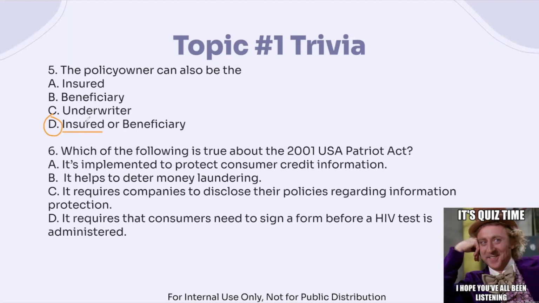Number 6, which of the following is true about the 2001 USA Patriot Act? For this one, we just need to think about the definition, and that would be B. A is the FCRA, C is the Gramm-Leach-Bliley Act, and D is one of the other disclosures that we talked about with HIV and AIDS.